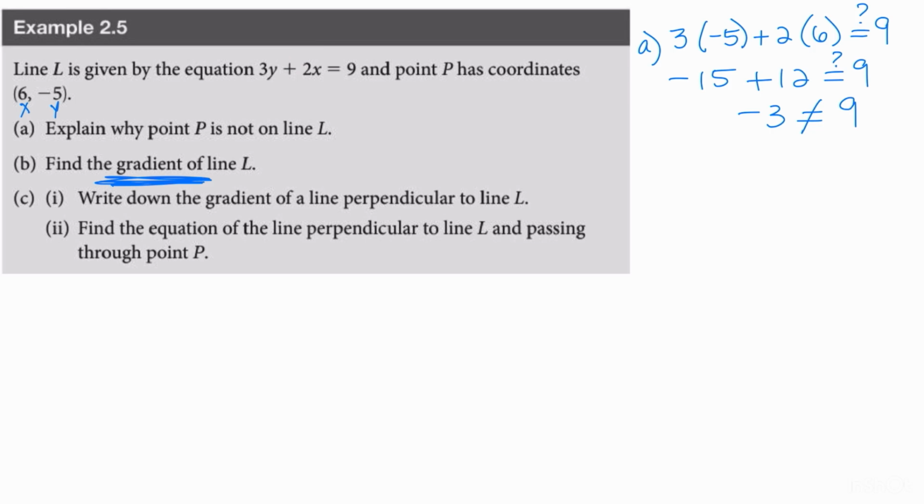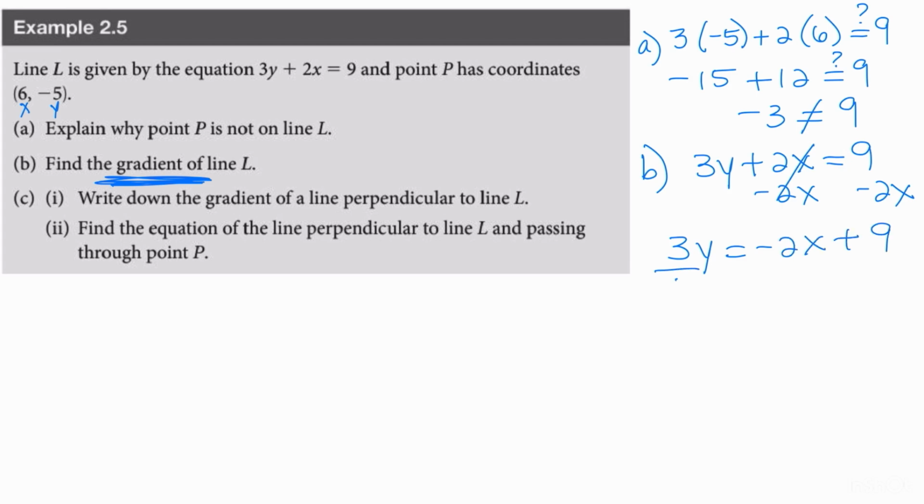So to get the y by itself, if I have 3y plus 2x is equal to 9, I'm going to subtract 2x from both sides. I get 3y is equal to negative 2x plus 9. Divide everything by 3. So now I get y equals negative 2/3 x plus 3. Remember that we have to answer the question. The question is to find just the gradient. The gradient is negative 2/3.